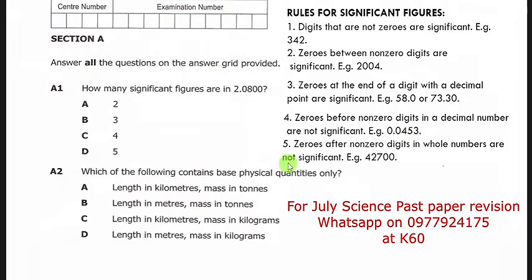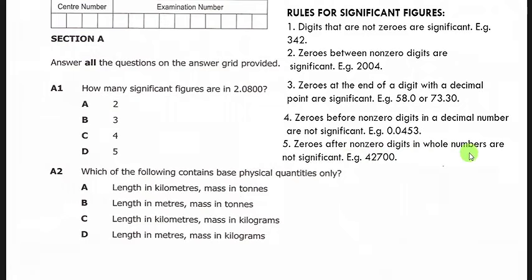Another rule says zeros after non-zero digits in whole numbers are not significant. So in 42,700, we have these zeros coming after non-zero digits in a whole number, which does not have a decimal point. So these 2 zeros are not significant. So in 42,700 there are only 3 significant figures.